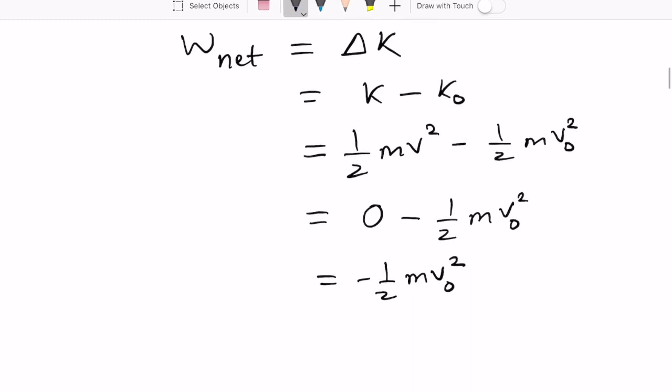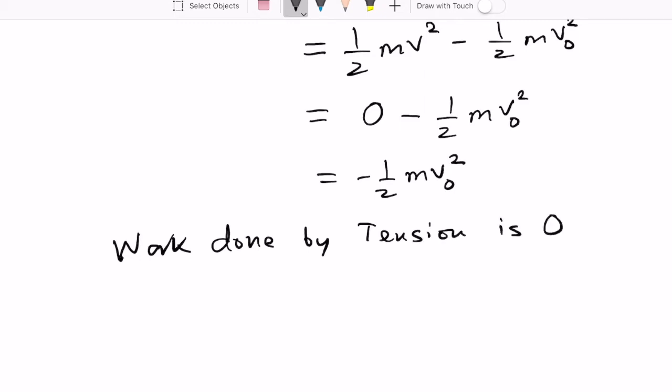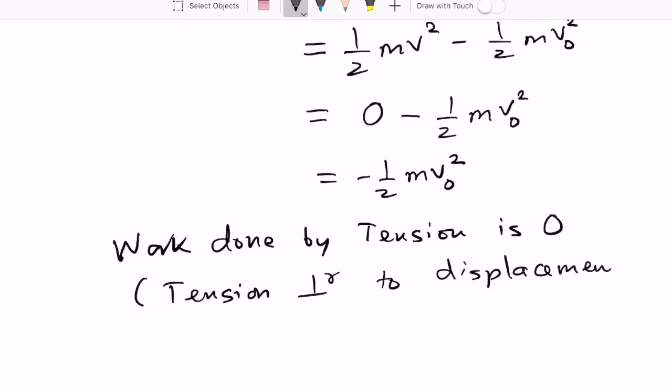And so the tension force does not do any work. Work done by tension is 0. Why? Because the tension is always perpendicular to the displacement. And why would the work done be 0 if the force is perpendicular to the displacement? This should be obvious from the formula for work.